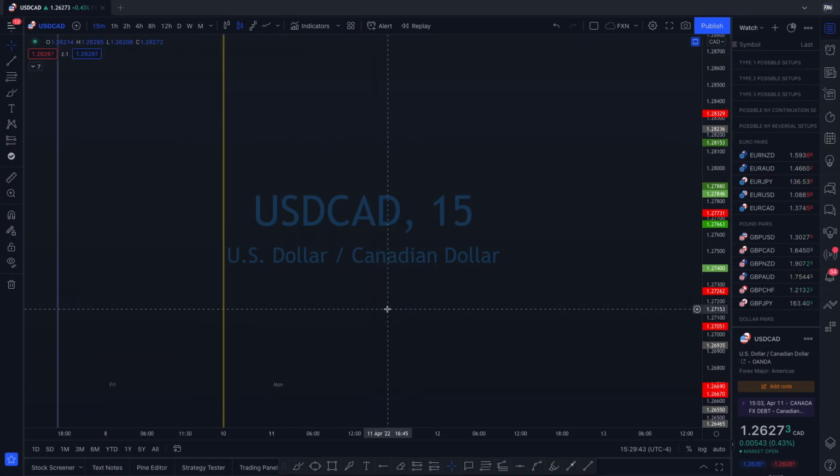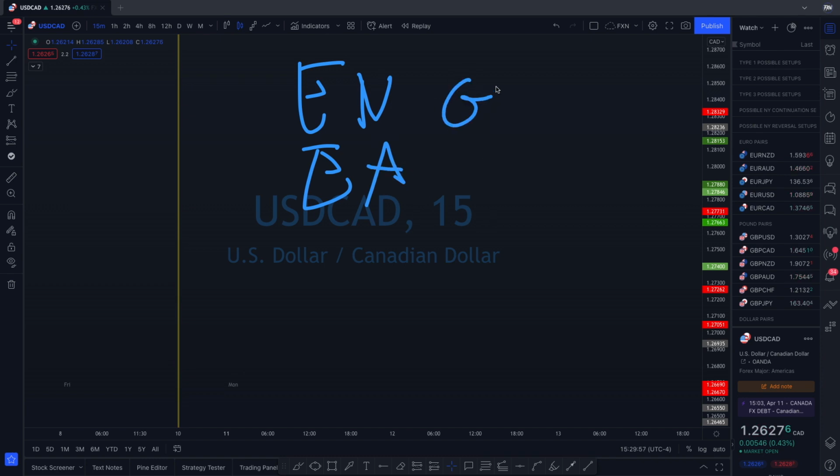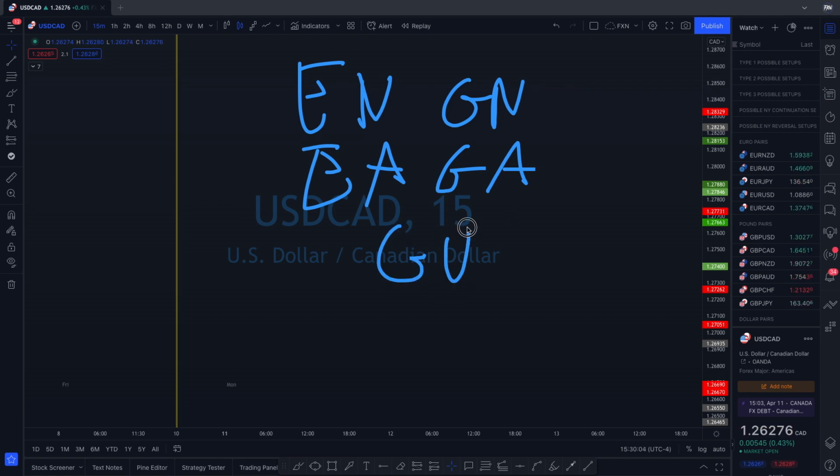All right, so let's go ahead and jump right in and let's answer the question. What are the pairs that I trade? So the pairs that I trade are pretty simple. It's Euro NZD, Euro AUD, Pound NZD, and Pound AUD. And the fifth one is GU. That's it. Those are the 5 pairs that consist 95% of my trades.